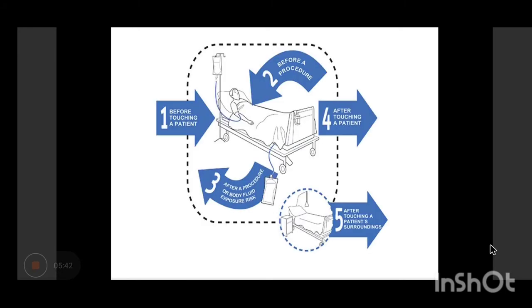This is the diagram showing the five moments of hand hygiene. One is before touching a patient, two, before any aseptic procedure, three, after a procedure or body fluid exposure, when there is exposure risk. Four is after touching a patient or after touching patient surroundings. So, moment one and four, that is, before and after touching a patient.